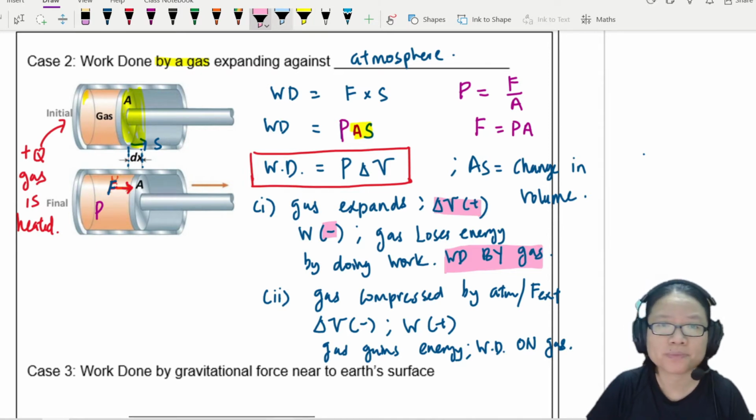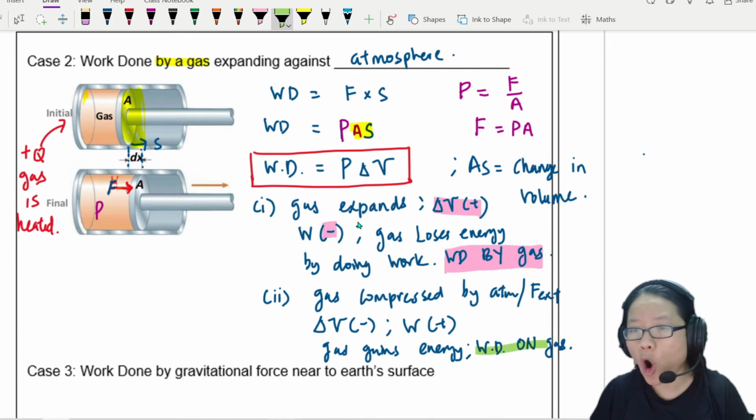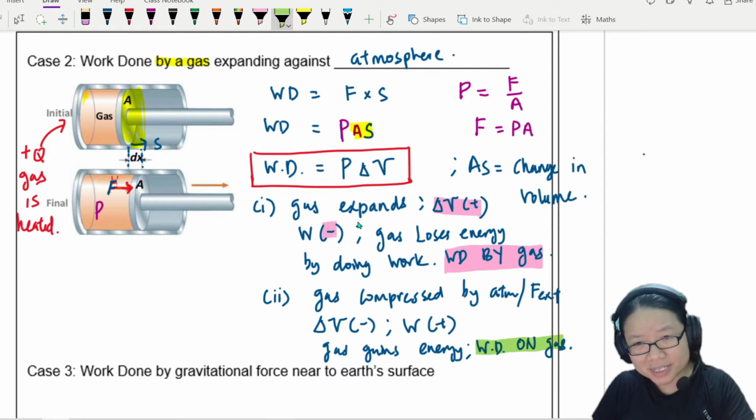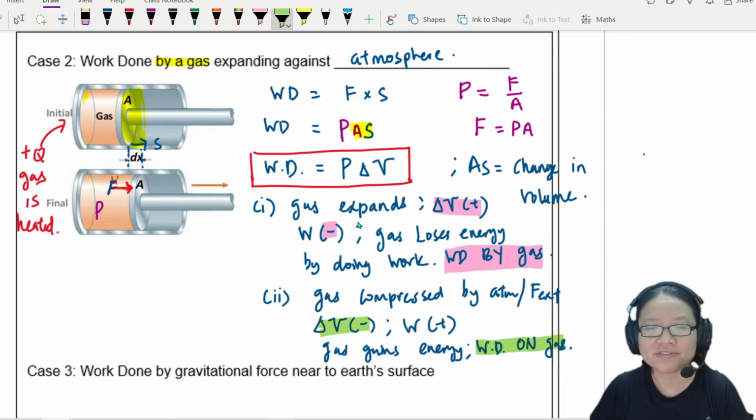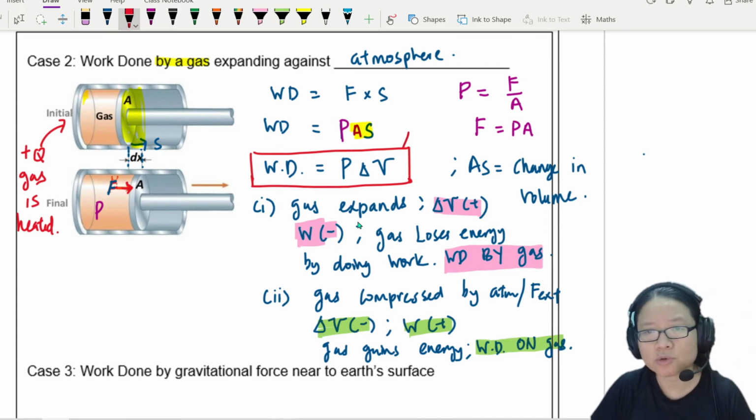Okay. The other scenario will be work done on the gas. Somebody does work on the gas. So somebody compresses the gas. Delta V is negative, W is positive. Okay. So please don't get confused about this. Whenever we use this equation, we find magnitude only. So this equation only allows us to find magnitude.